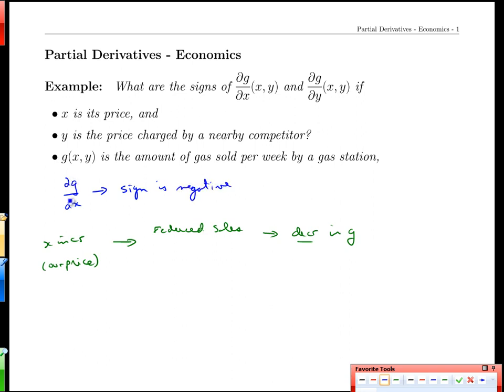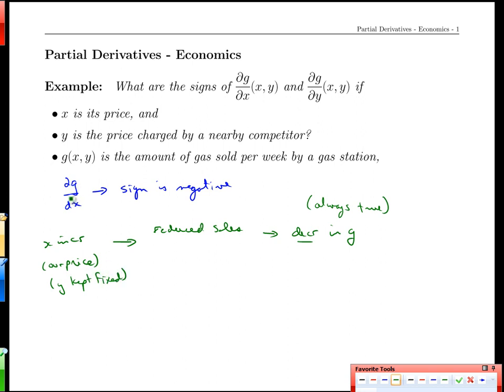Delta g over delta x will be negative because when delta x is positive, delta g will be negative. And that's all we have to do to interpret this. We should ask ourselves, is this going to be always true? I think in this scenario it's pretty clear that it is always true, assuming our prices are all positive and things like that. And the other assumption that we've built in is that y is kept fixed.